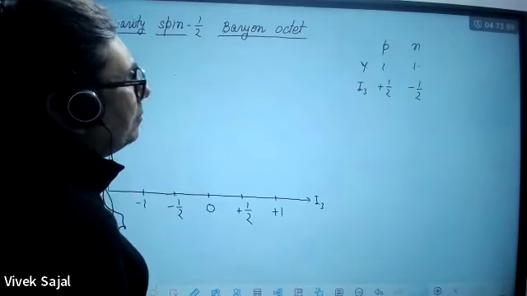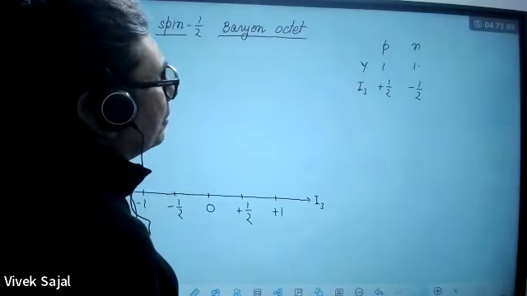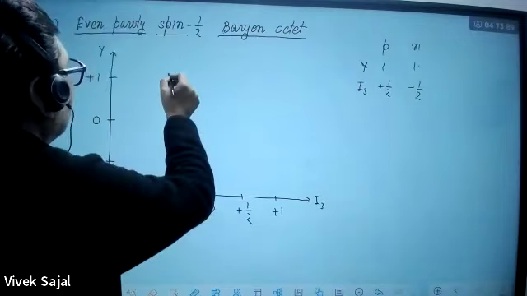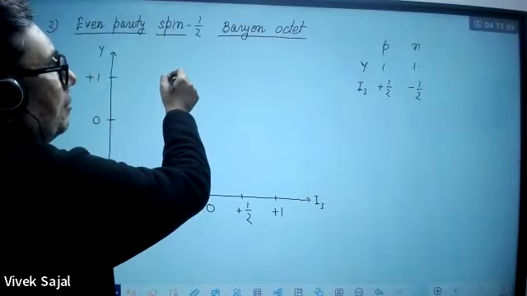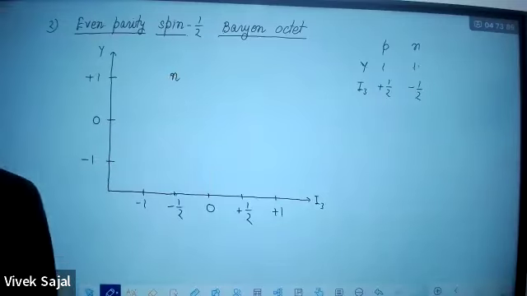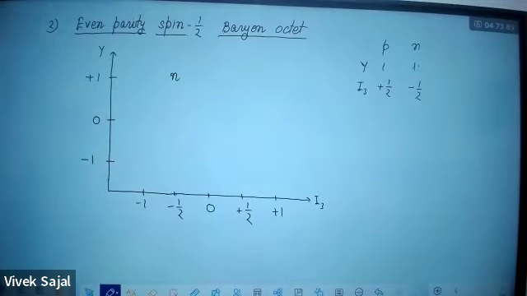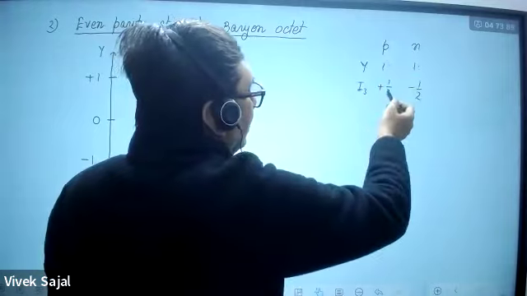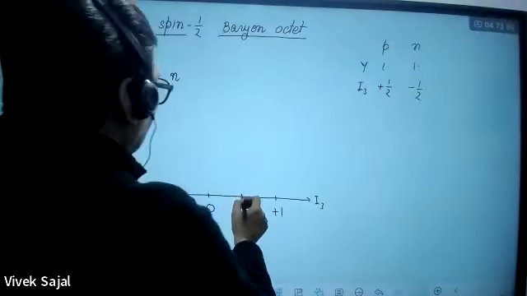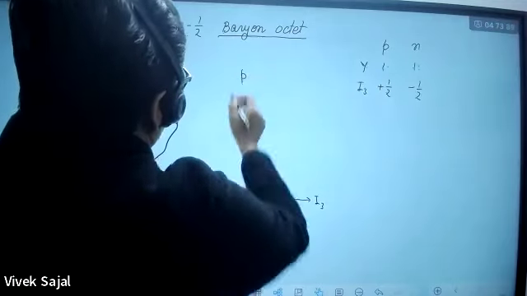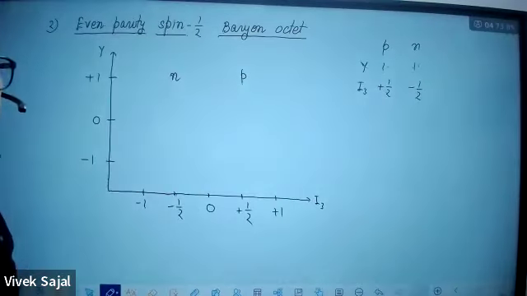This is B plus S, what I have written here. Minus half, and here it will be neutron. So first I place this neutron. Second, 1 and half. So half is here and 1 is here. So this will be proton here. So first is this.